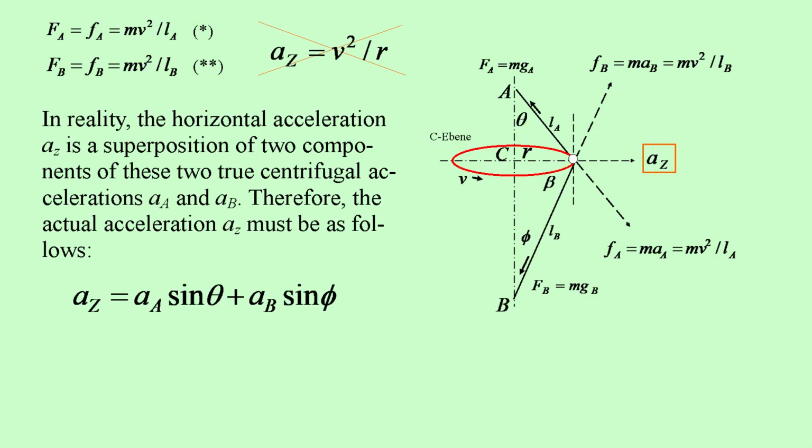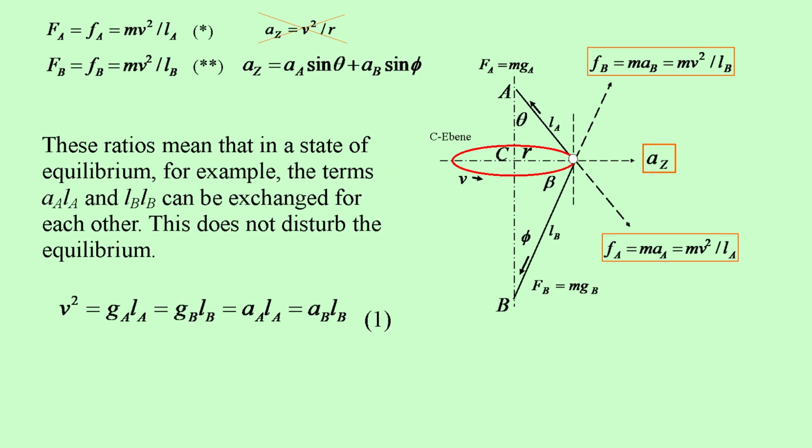In reality, the horizontal acceleration AZ is a superposition of two components of these two true centrifugal accelerations AA and AB. Therefore, the actual acceleration AZ must be as follows. An interesting equation results from the formulae, asterisk, and double asterisks. These ratios mean that in a state of equilibrium, for example, the terms AALA and ABLB can be exchanged for each other. This does not disturb the equilibrium.